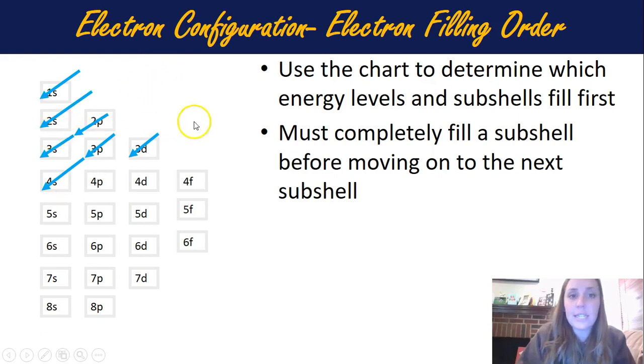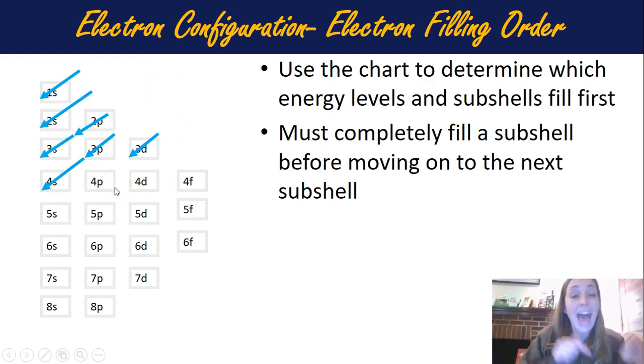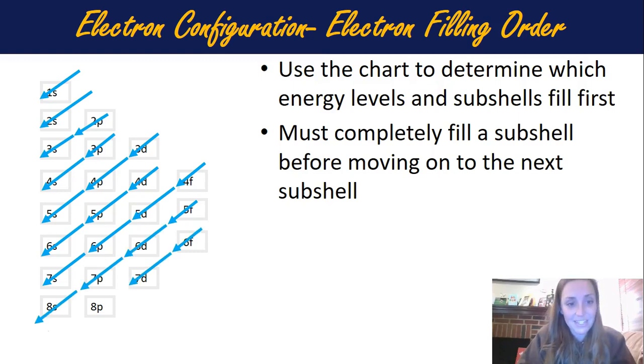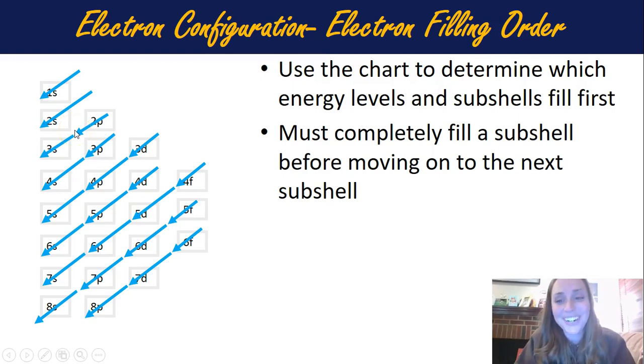So that's why this chart is handy. It helps remind you that you have to go back to 3D after 4s. 4p, 5s, 4d, 5p, 6s, 4f, 5d, 6p, 7s, 5f, 6d, 7p, 8s, 6f, 7d, 8p. So that is your electron filling order.